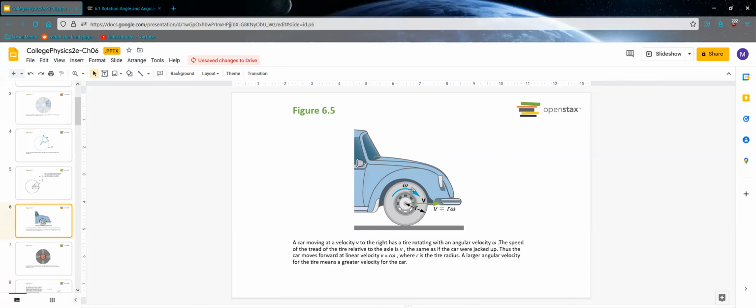It's not omega. Is it omega? No, I don't think it's omega. The velocity defined by, again, this car is proportional to the radius of the tire and how fast the tire is going around. A smaller tire goes around faster, a larger tire goes around slower. But the total velocity may be the same, just the tires are going different speeds.